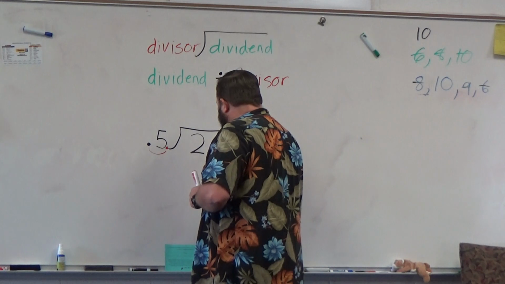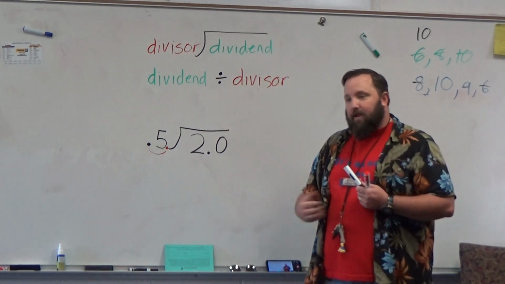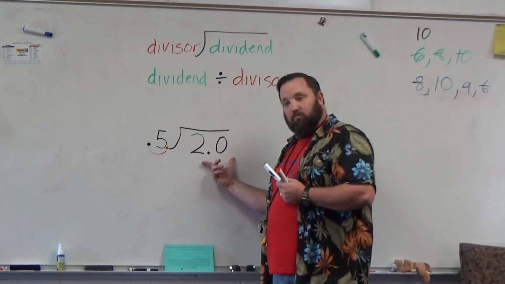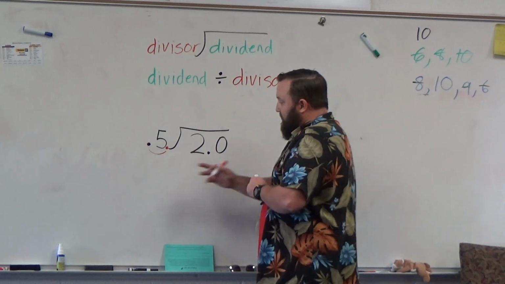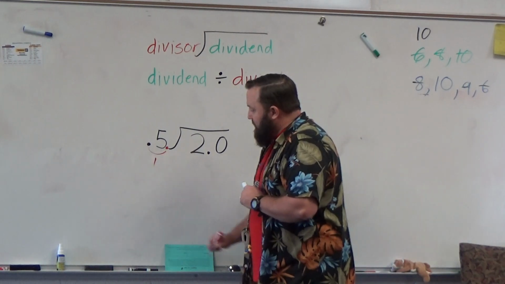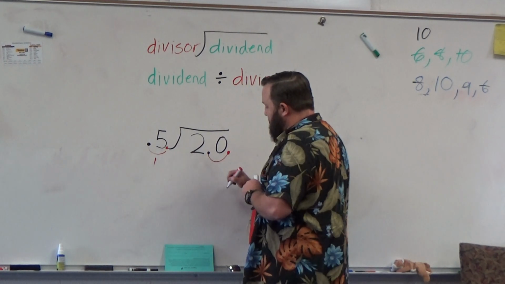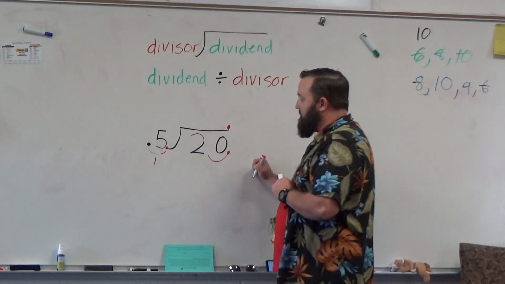So if I look at it, it's actually 2 point 0. There is that 0 behind any whole number. We just need to use it when we need it. And in this case, we need it. So, I moved 1 time in my divisor, then I'm going to move 1 time in my dividend. Okay? And then I'm going to bring my decimal up.